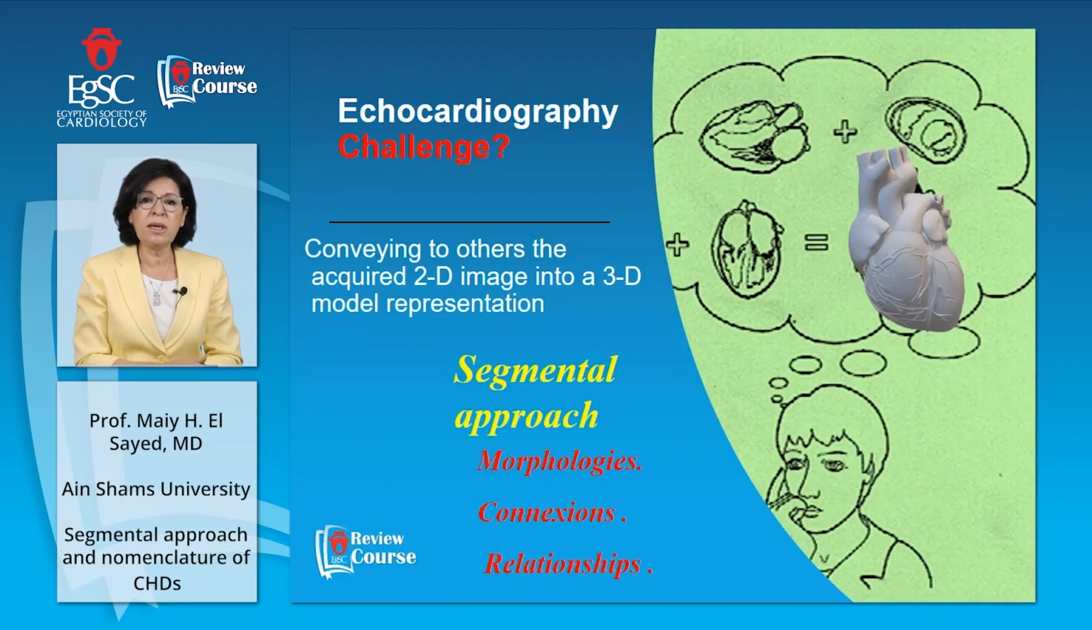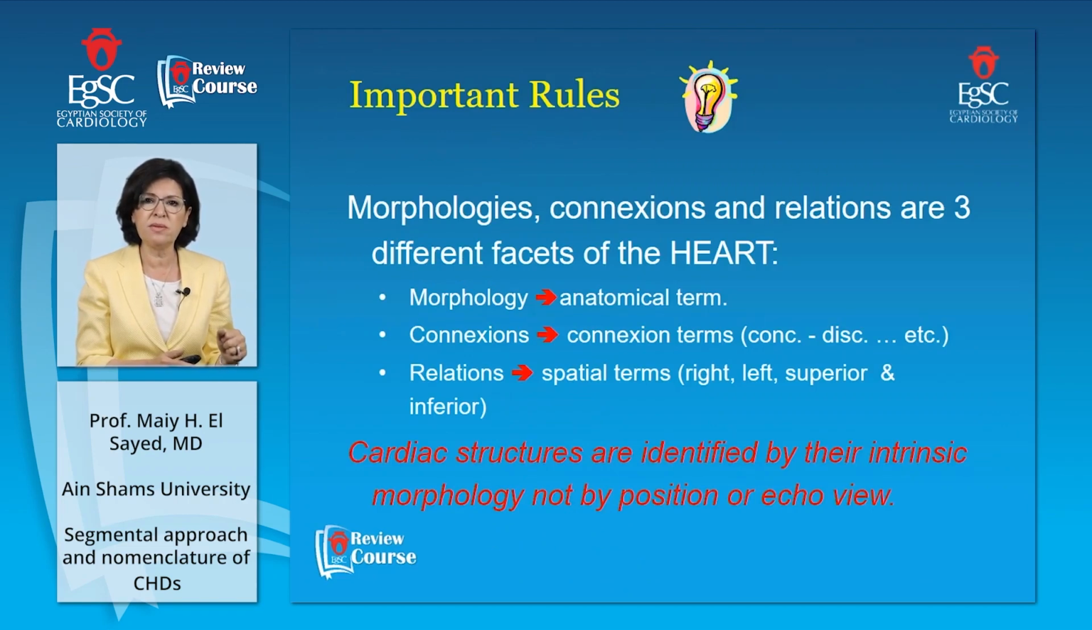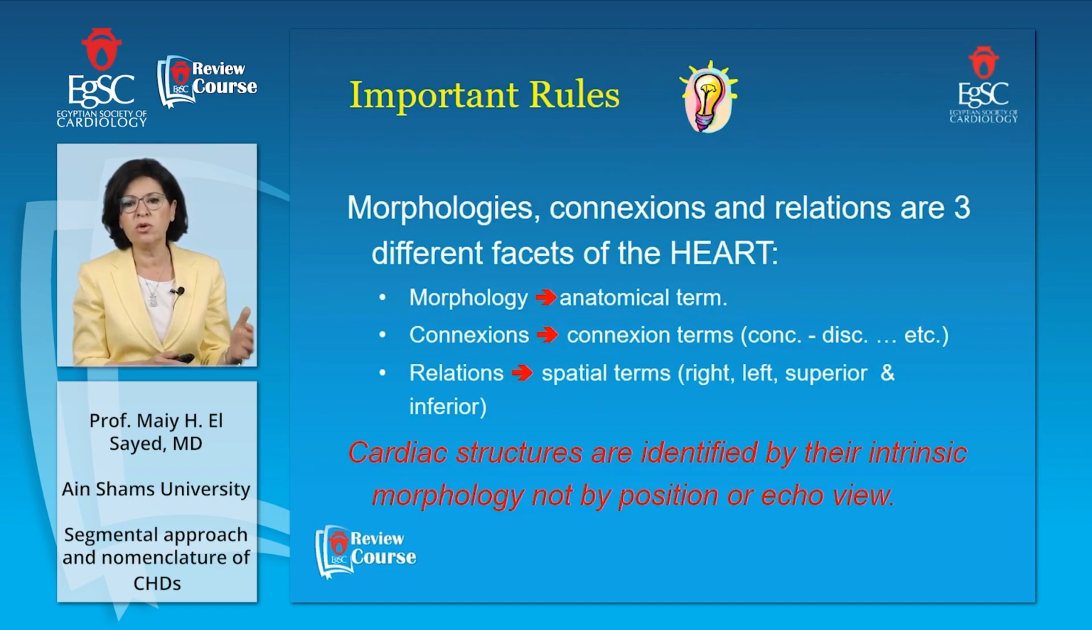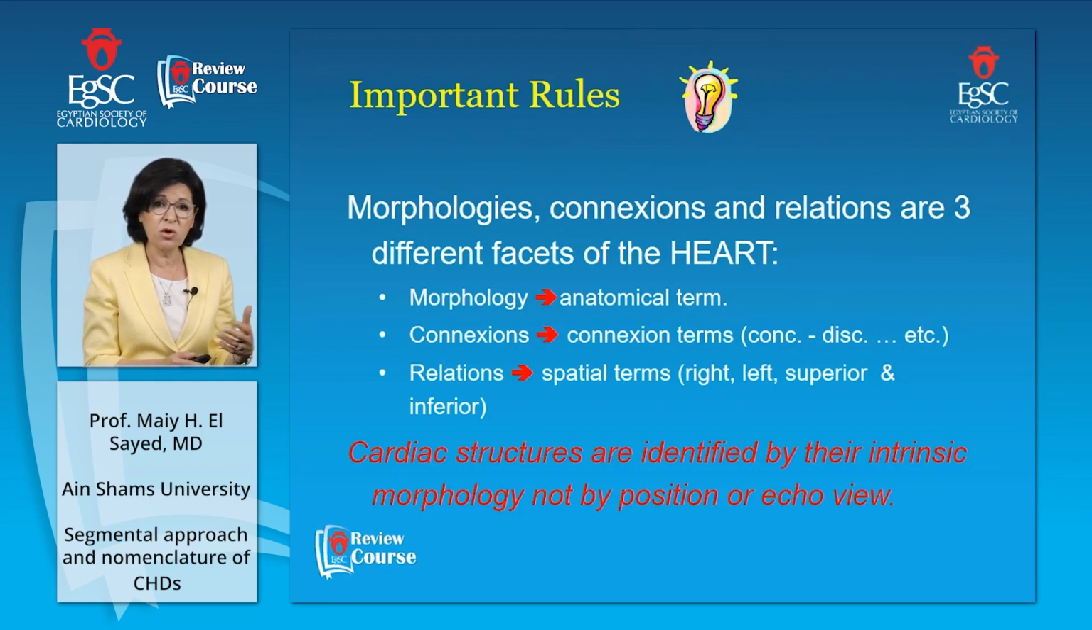The challenge in doing an echocardiogram is conveying to others the acquired 2D image as a 3D model representation of the heart using the segmental approach. So you use things like morphologies, connections, and relationships, and each of them has different separate terms. For morphology, you use anatomical terms. For connections, you use terms like concordant, discordant, double outlet, double inlet, etc. And for relationships, you use spatial terms: right, left, superior, inferior. And one very important rule is that cardiac structures are identified by their intrinsic morphology, not by position or by the echo views you're taking.